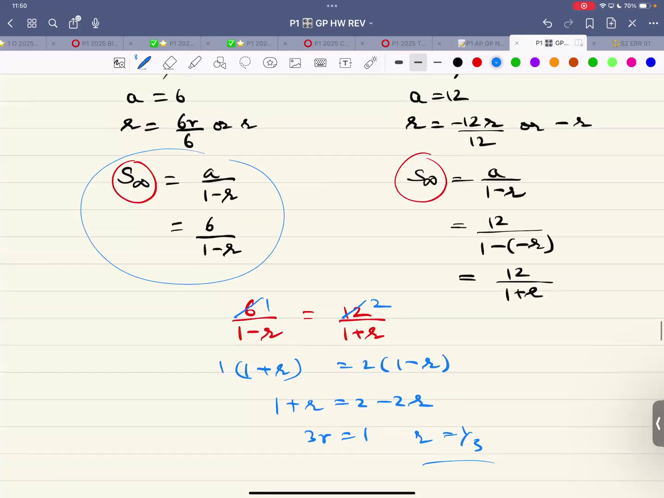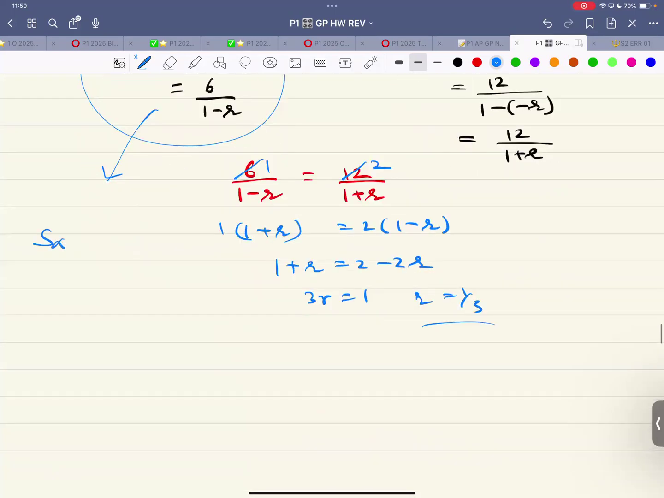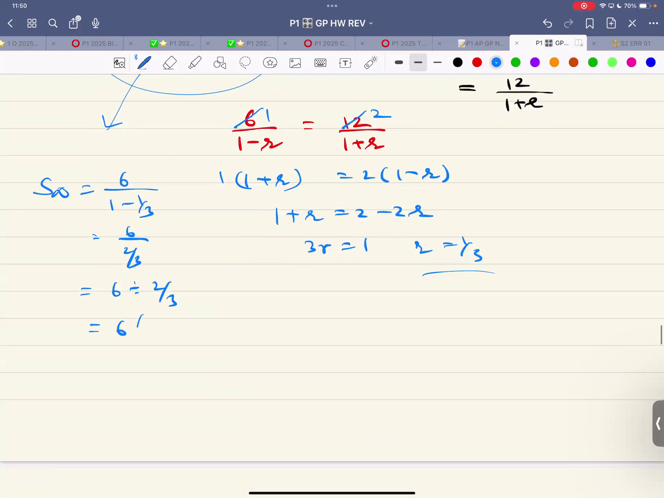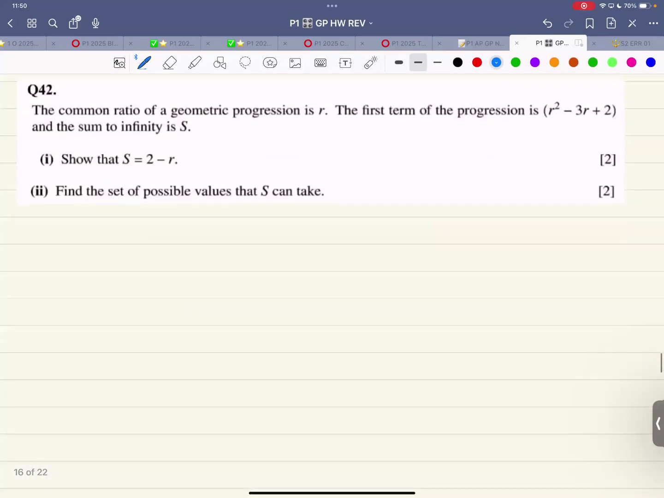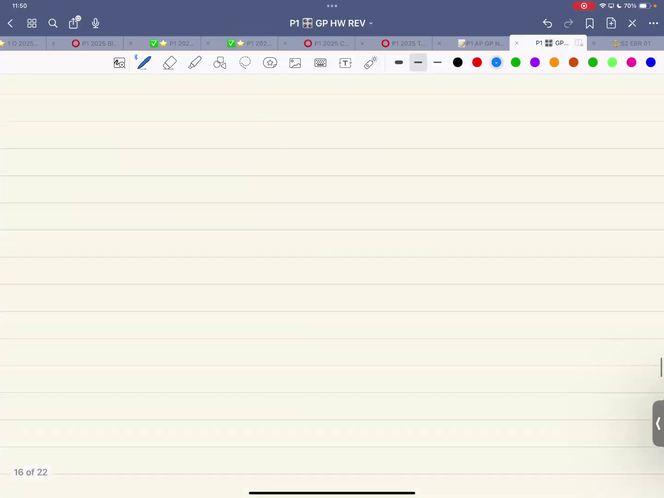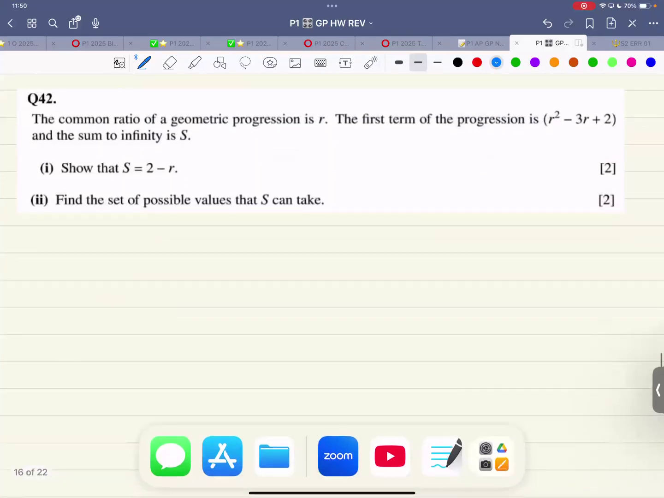So therefore, the common sum to infinity is 6 over 1 minus 1/3. That is 6 over 2/3. That is 6 divided by 2/3. That is 6 into 3 over 2. 2 ones are 2, 2 threes are 6. This comes out to be 9. The common sum to infinity is 9. Clear? Try this one, question number 42. Let me pause the recording.